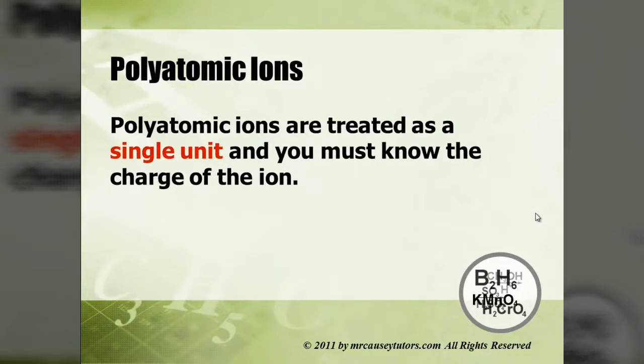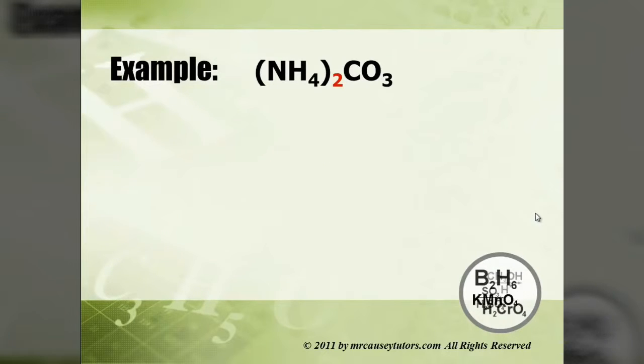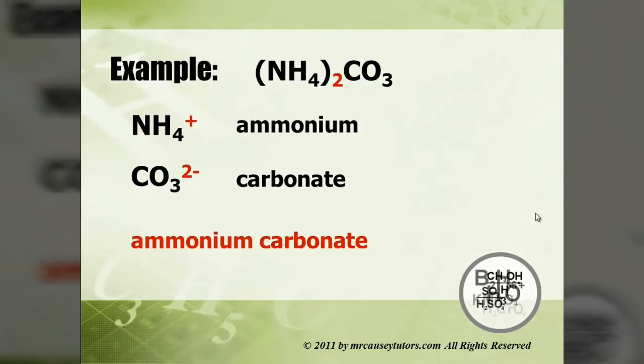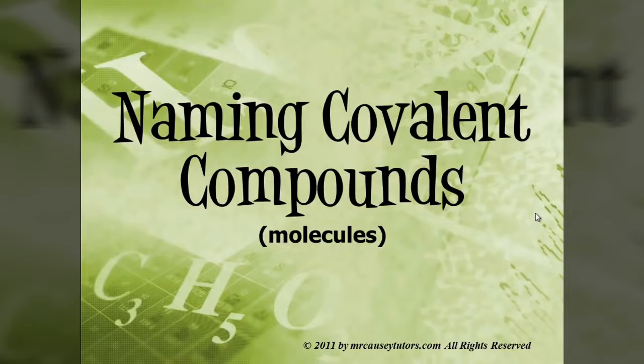Polyatomic ions. Polyatomic ions are treated as a single unit, and you must know the charge of the ion. And you see there, ammonium NH4 has a +1 charge. So NH4 is a +1, ammonium. Carbonate is a -2. They don't balance. So to help balance it out, we make sure that we add 2 ammonium. Notice that. We add 2 ammonium up there to make sure that it's balanced. Ammonium carbonate.